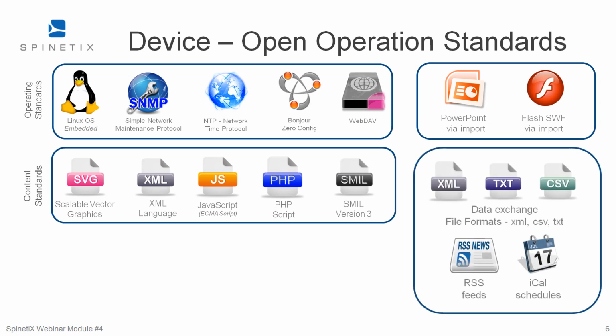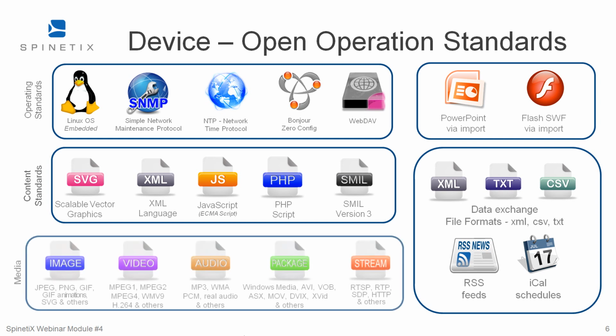Our data exchange is done using XML, text or comma-separated value files. These are all, again, open standard files that are text-based and can be edited and managed using third-party tools. We also support RSS and iCalendar. These are all open standards which you can research on Wikipedia or on the standard site that manages these file formats.